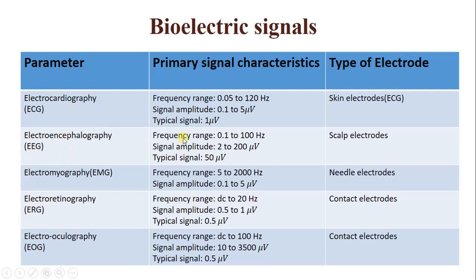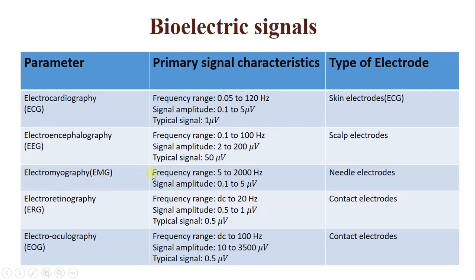Electroencephalography, EEG signal, has a frequency range of 0.1 to 100 hertz. Signal amplitude is from 2 to 200 microvolt, and the signal can be sensed by using scalp electrodes. You know, electrodes are capable of converting the body's ionic potentials into the traditional electric voltages.